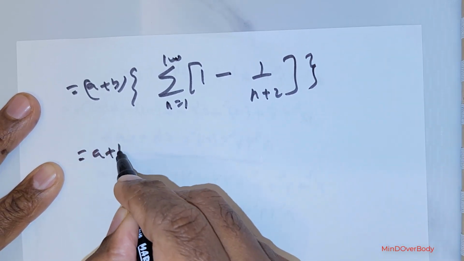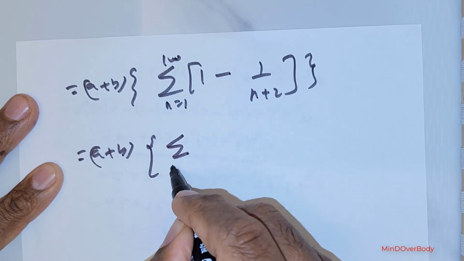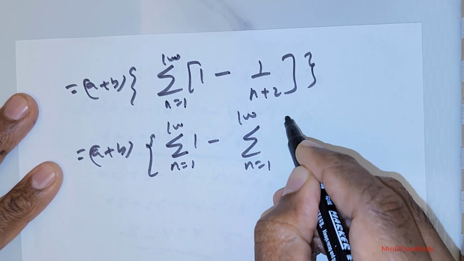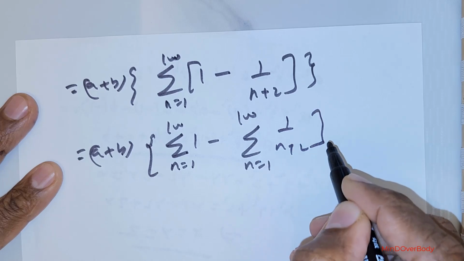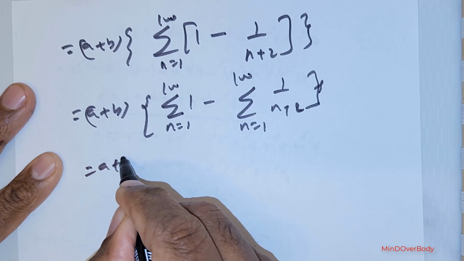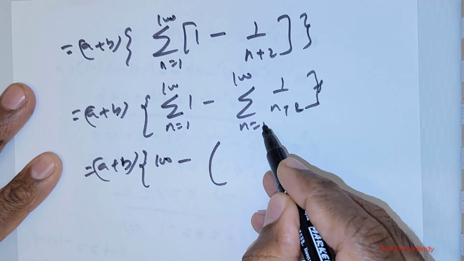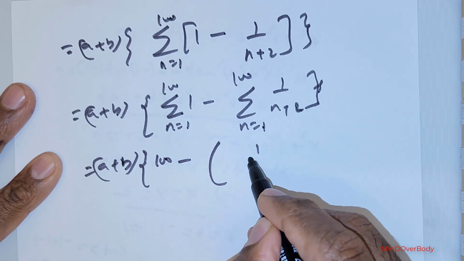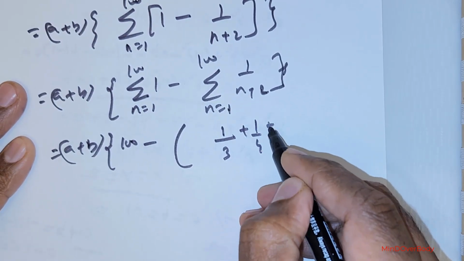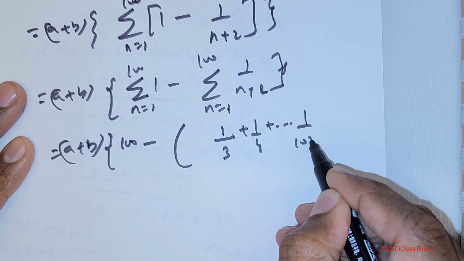So this is equal to a plus b of, now you can distribute the sigma, so the sum from n equals 1 to 100 minus the sum from n equals 1 to 100 of 1 over n plus 2. Okay, now this is going to be a plus b times 100 minus, now this n is equal to 1, right? So we are going to start with 3 and 4 plus etc. It will go all the way to 102.